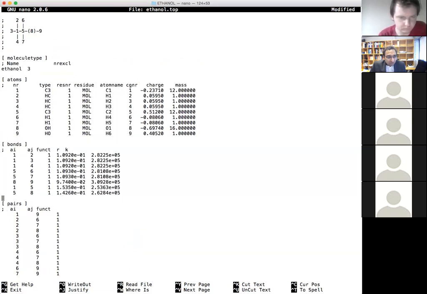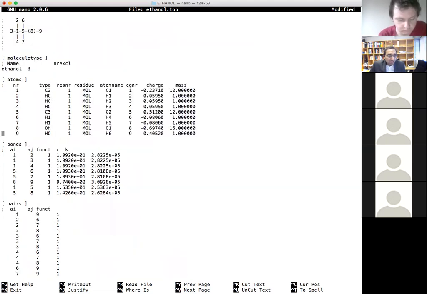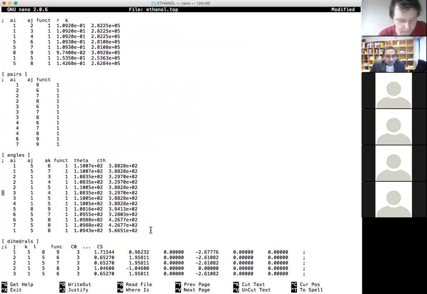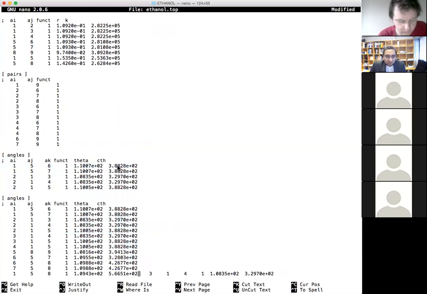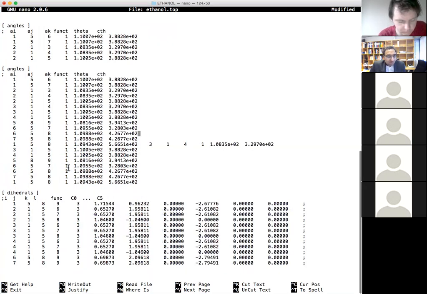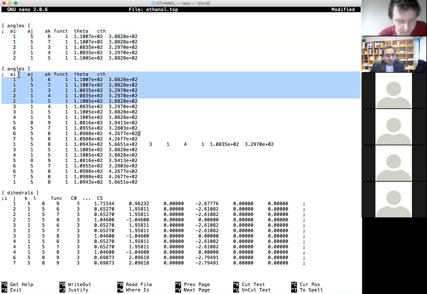Okay, now we have covered every part of this topology file up to here. Are there any questions so far? Good. So after bonds, which are listed here, we also list angles. So atom numbers 1, 5, and 6 have an angle of so many degrees between them, and this is the harmonic constant. So there's something wrong in the topology file. These are described twice for some reason that I don't know, but GROMACS will take care of it. Don't worry about it.